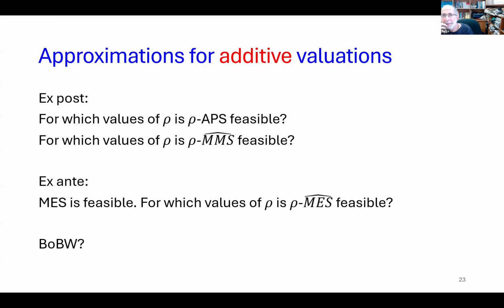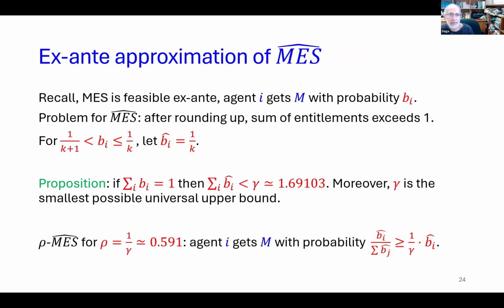Okay. So what we'll consider now is we'll move to additive valuations and consider to what extent we can find allocations that give us some fraction of the share. Neither the APS nor MMS hat nor MES hat are feasible for additive valuations. What approximation can we give? So let's start with the easiest case. This is the ex ante approximation of the MES hat. Recall that for additive valuation, the MES is simply the proportional share. It's exactly the same for additive.